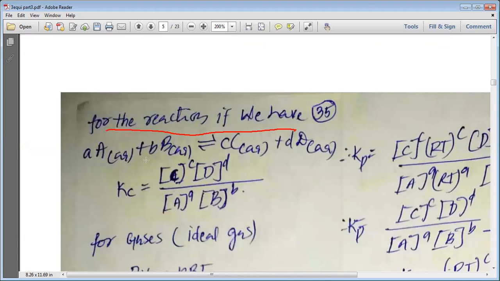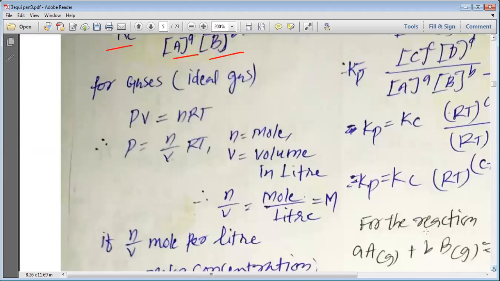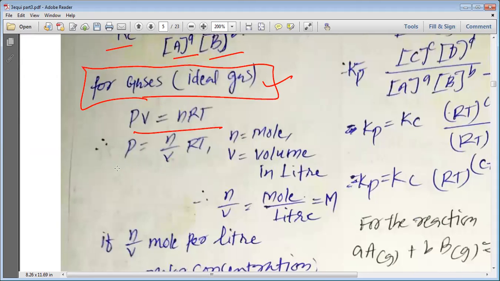Now for the reaction, if we have a mole of A aqueous plus b mole of B aqueous, that gives c mole of C aqueous plus d mole of D aqueous, Kc we write as concentration of C to the power c, concentration of D to the power d, divided by concentration of A to the power a, and concentration of B to the power b. For gases, especially when the gas behaves as an ideal gas, PV is equal to nRT, and therefore P is equal to n by V RT.